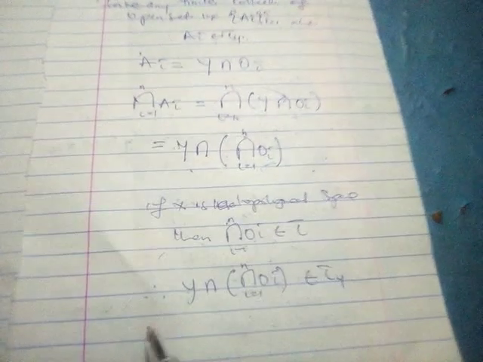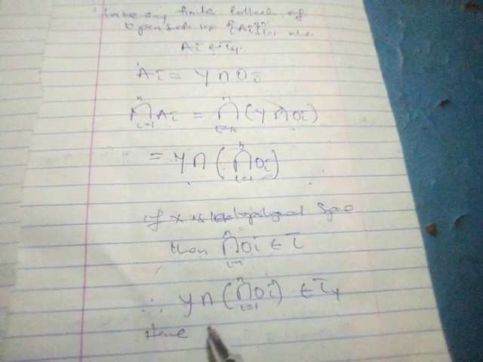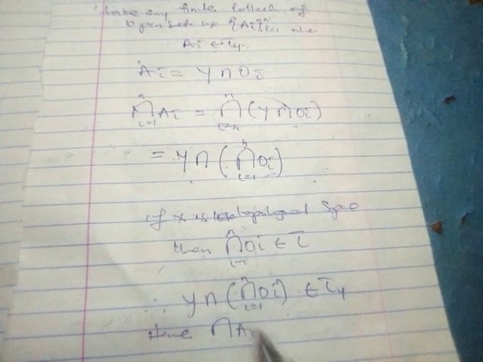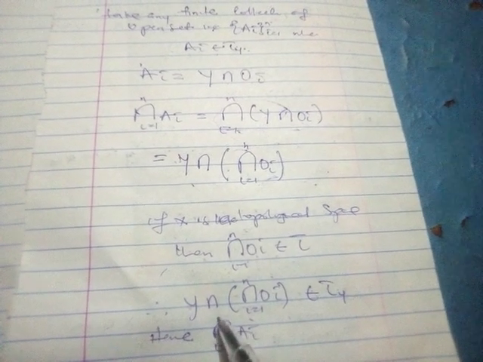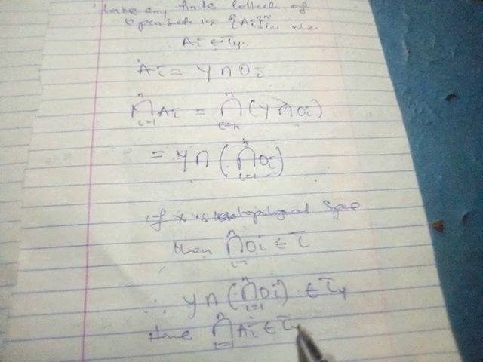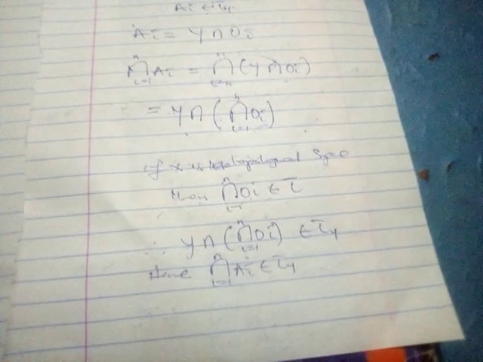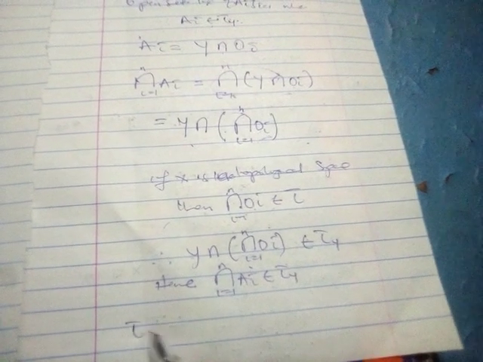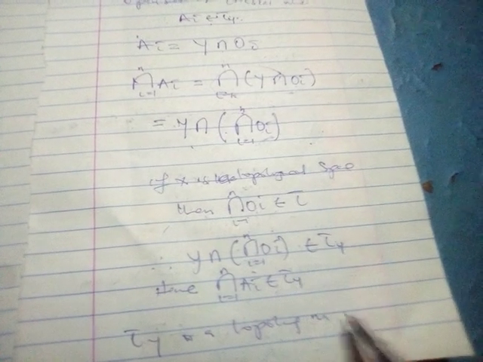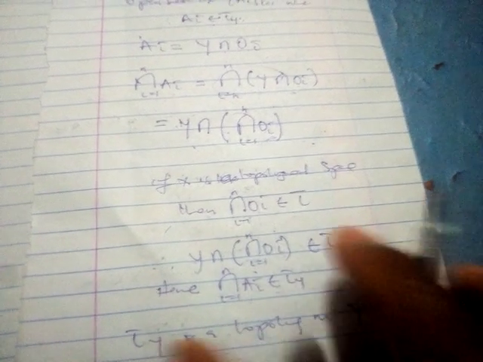Hence the finite intersection of A i, i equal to 1 to n, is in T of Y. So we now conclude that T sub Y is a topology on Y. So that's the end of the proof.